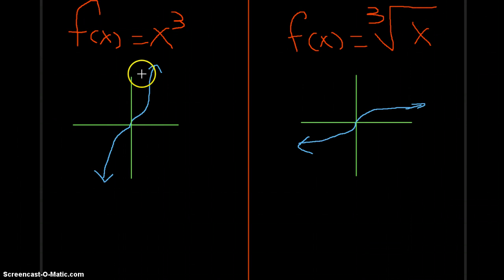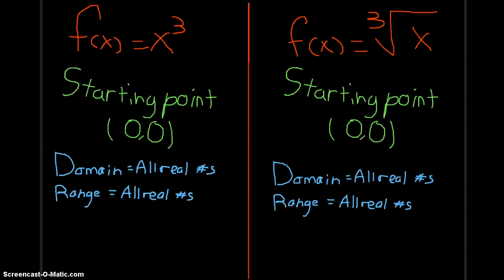I drew a quick sketch of both of the graphs. This is the graph of a cubic function, and this is the graph of a cube root function. Notice that we have our starting point right here on the cubic function at 0, 0. And on the cube root function, we also have our starting point at 0, 0.